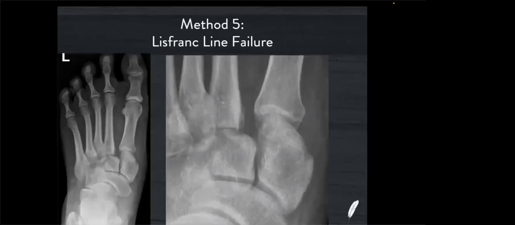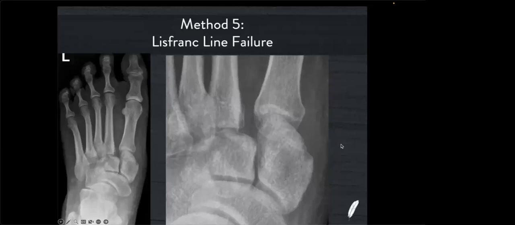And this brings us to method 5, which is failure through the Lisfranc line. In other words, it's a separation of the forefoot from the midfoot. And this is not really an ultrasound diagnosis. It should be made with a DP weight-bearing radiograph of the foot. And what the radiologist will be looking for is the gap here between the base of the second metatarsal and the medial cuneiform. And you can see here how it's very wide, and there's probably a couple of little shards of bone that have been pulled off in here as well.